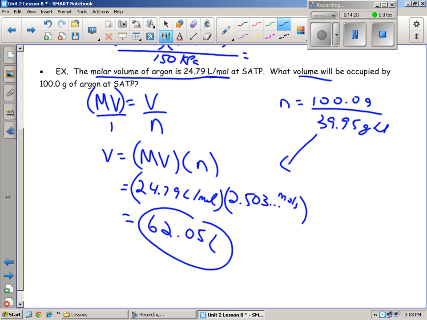Questions, anyone? Like I said, formulas are on the back of the periodic table. Okay.